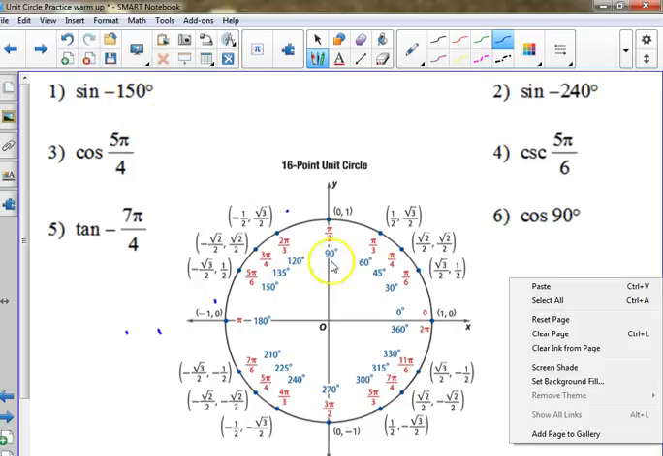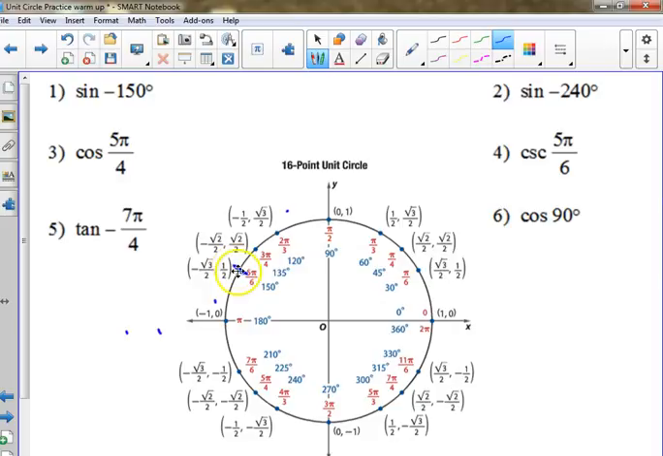Negative 150. Well, if I go in the positive direction, I go all the way around to here. So that same amount in the negative direction takes me to 210, like Hunter said, okay? Now it just wants the sine. How does it go again?